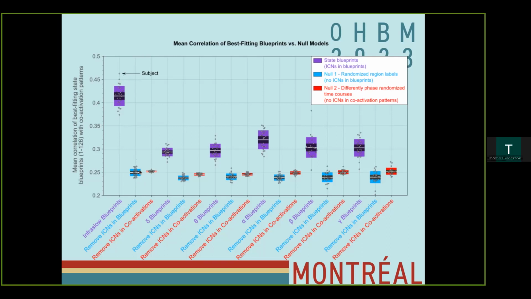The first null, in blue, represents the case when blueprints have been scrambled and therefore contain no ICNs. The second null, in red, represents the case when co-activation patterns have been scrambled and contain no ICNs, which is achieved by phase randomizing the time courses. In both cases, they are significantly lower than the empirical, indicating that yes, there are ICNs in both the blueprints and in the co-activation patterns. And this is true for all the different timescales.